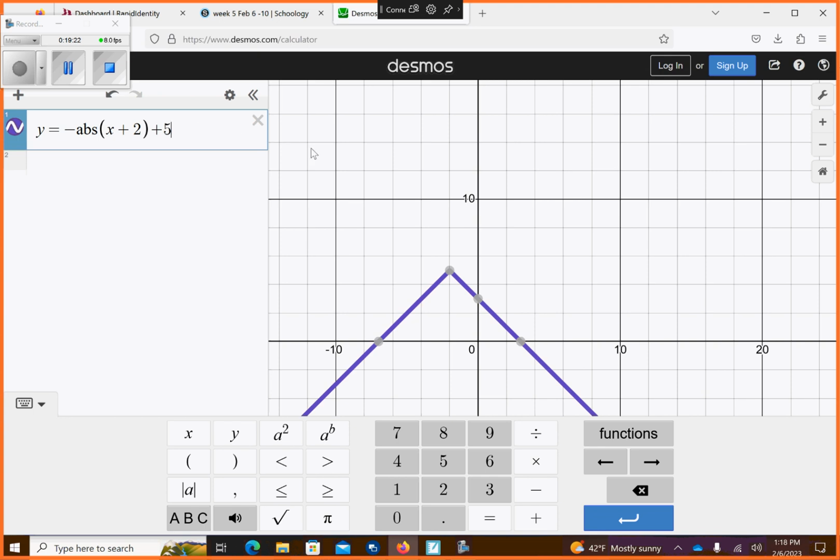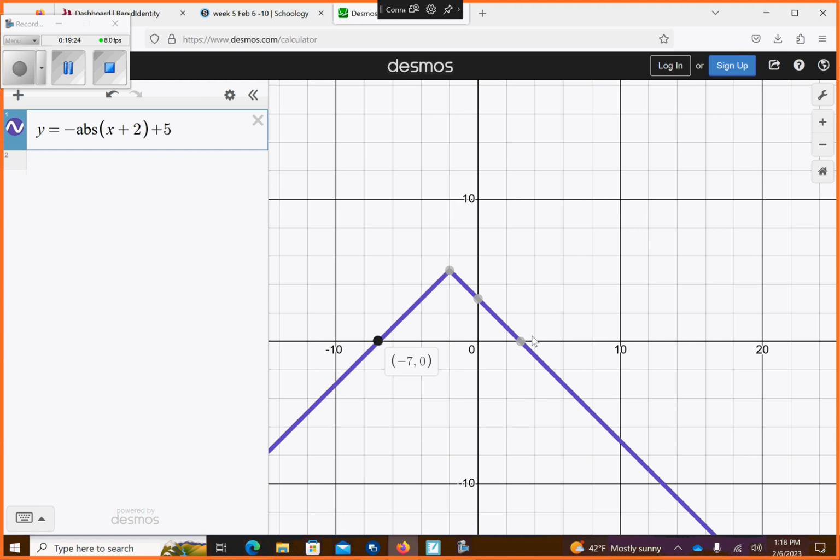And let's see, they want the x-intercept, which is here and here. So negative 7 comma 0 and 3 comma 0 are the x-intercepts. The y-intercept is right here, so it's 0, 3. The maximum value takes place at negative 2 comma 5. What they're really looking for there is the maximum value is the y value, so it's just 5. But if you put the point, I think you should be fine.